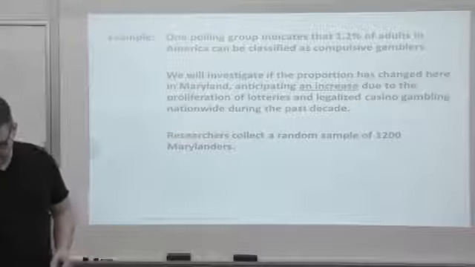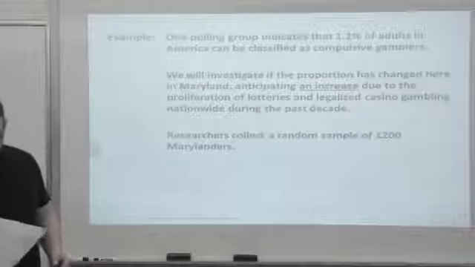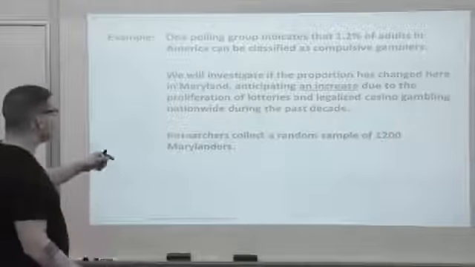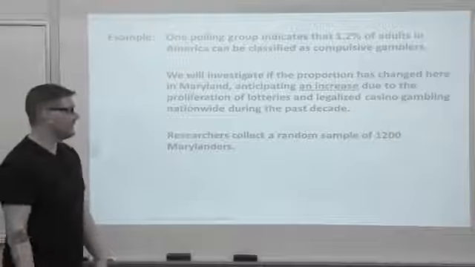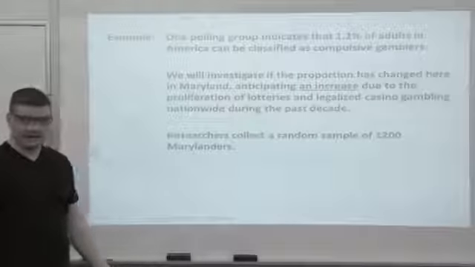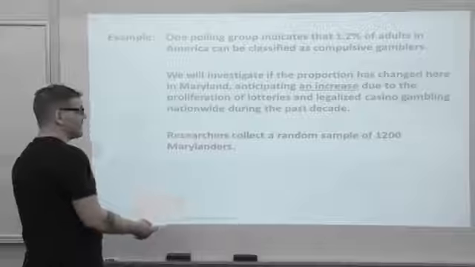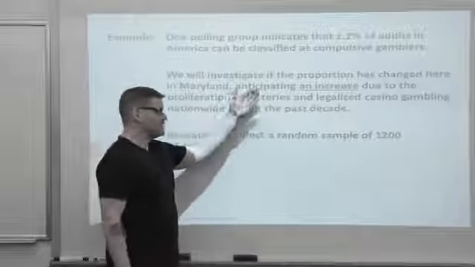Alright, you probably notice a lot of blank space in your notes. We're going to fill that all in with good information. One polling group indicates 1.2% of adults in America can be classified as compulsive gamblers. Let's investigate if the proportion has changed.